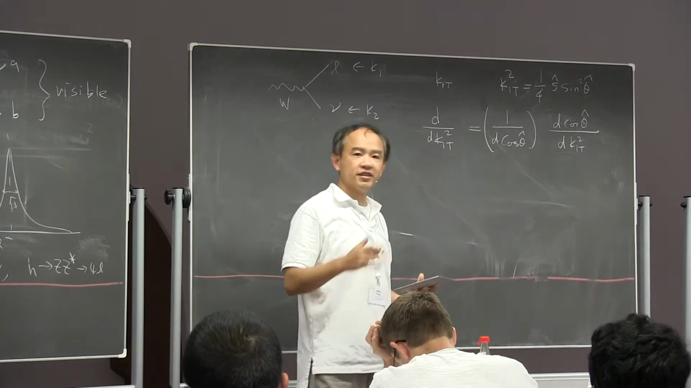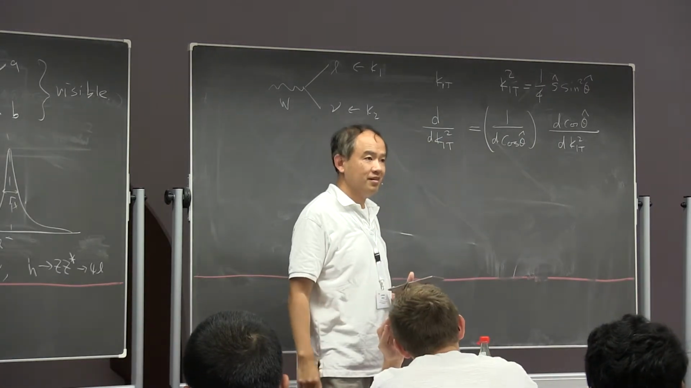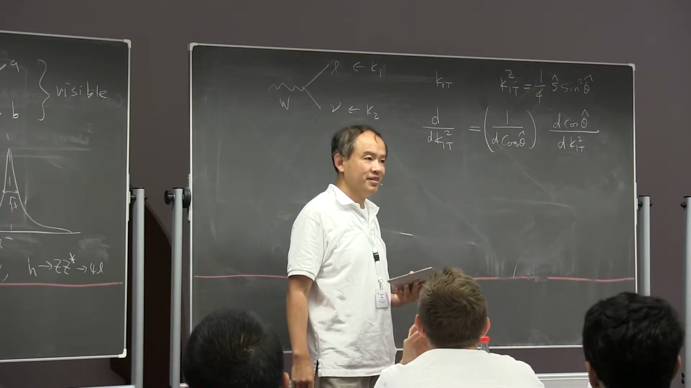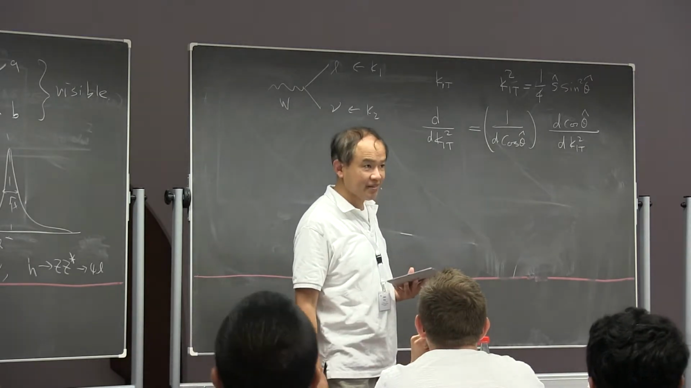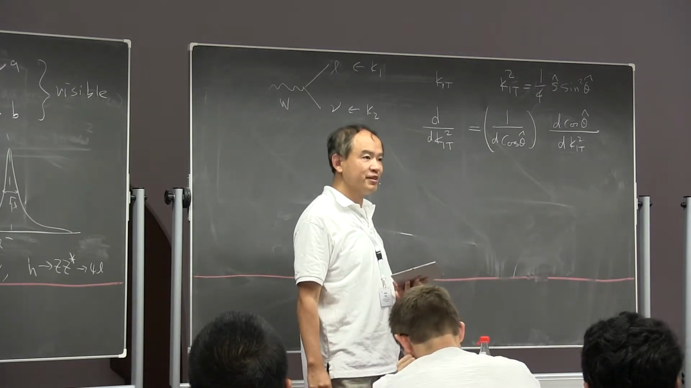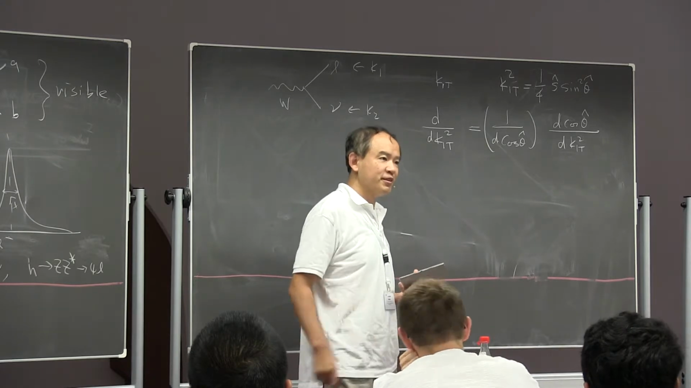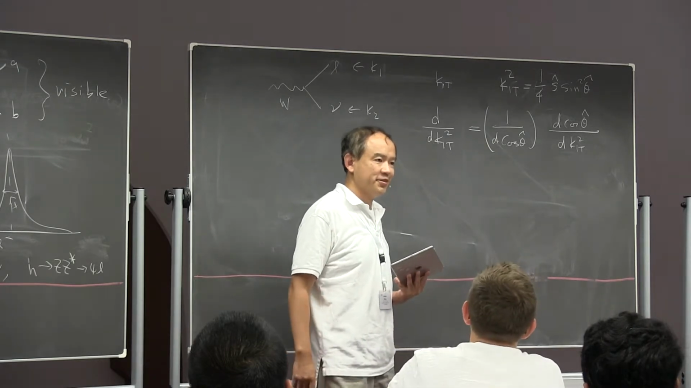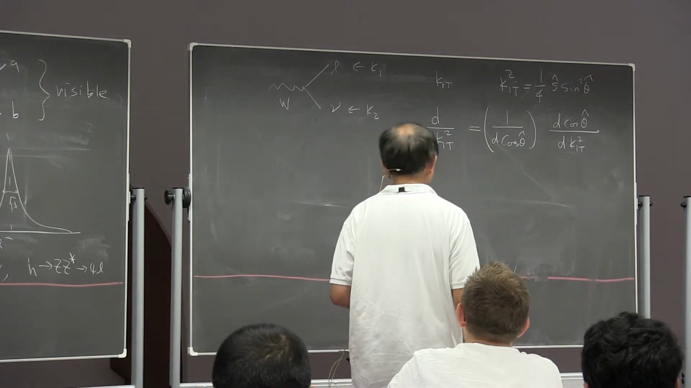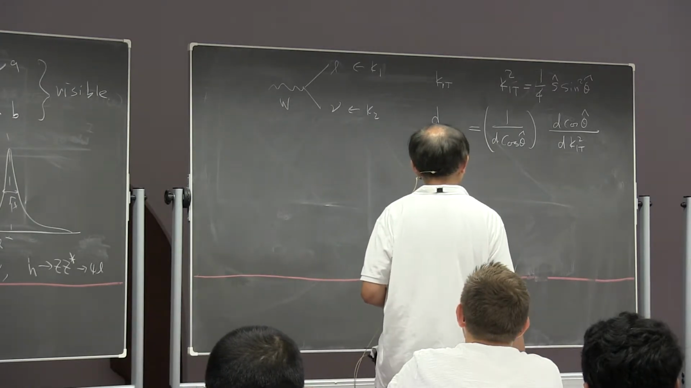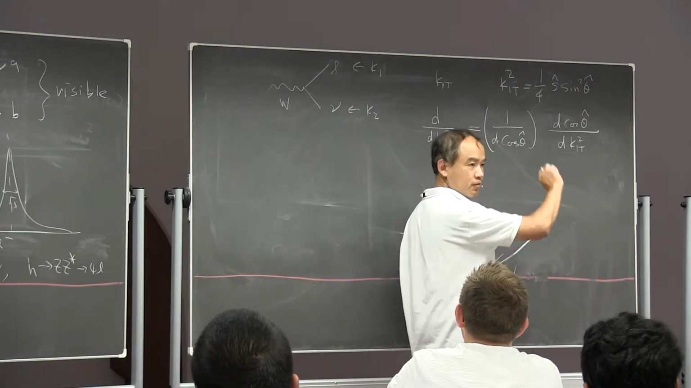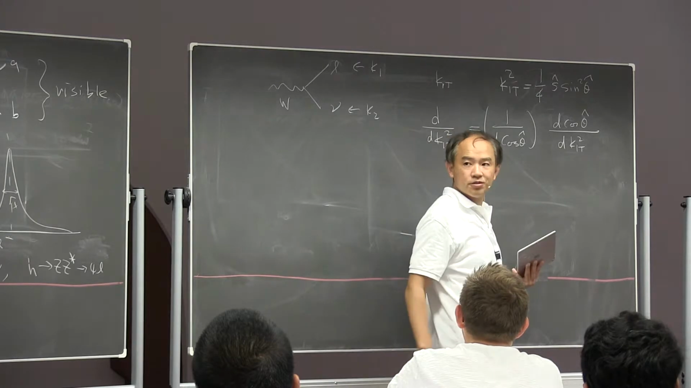I'm just changing the variable to cosine. Sorry, what is theta hat? It's the angle in the center of mass frame with respect to the beam direction. Even in my center of mass frame, the beam still gives me a direction, right? So then this is the Jacobian going from K1T to theta.